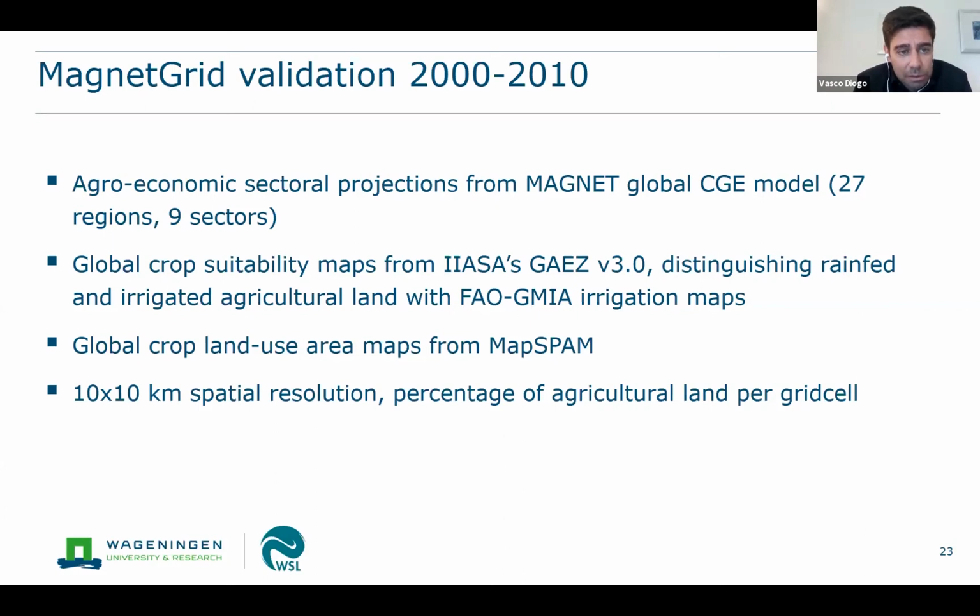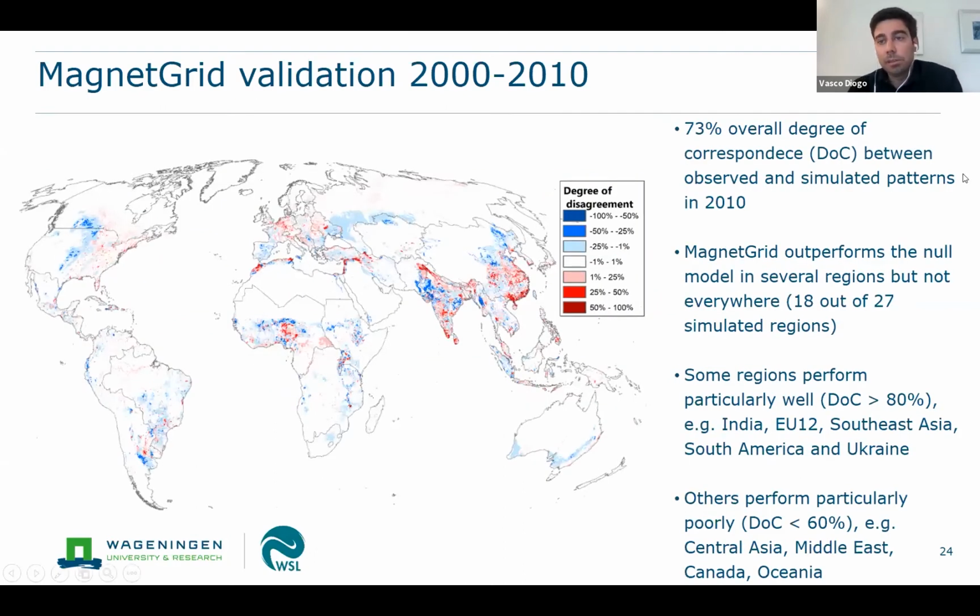As a starting point for the simulation, we used global cropland area maps from MapSPAM, and we simulated land use with a 10 by 10 kilometer spatial resolution, in which we simulated the percentage of agricultural land located in each grid cell. When we look into the validation results, we see that we obtained 33% of overall degree of correspondence between observed and simulated patterns in 2010.